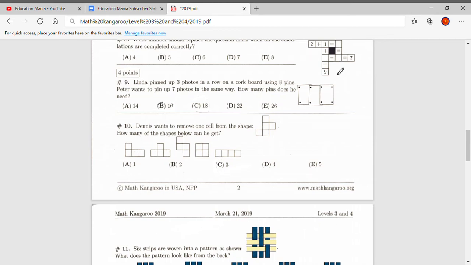For this video, I will be going over the 4-point problems for the Math Kangaroo 2019 test for levels 3 and 4. Starting off with number 9.